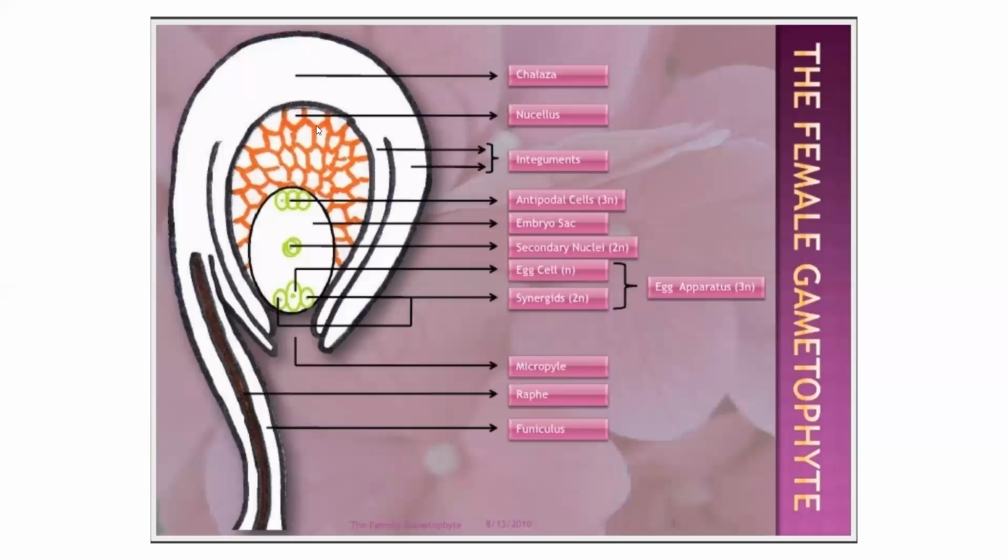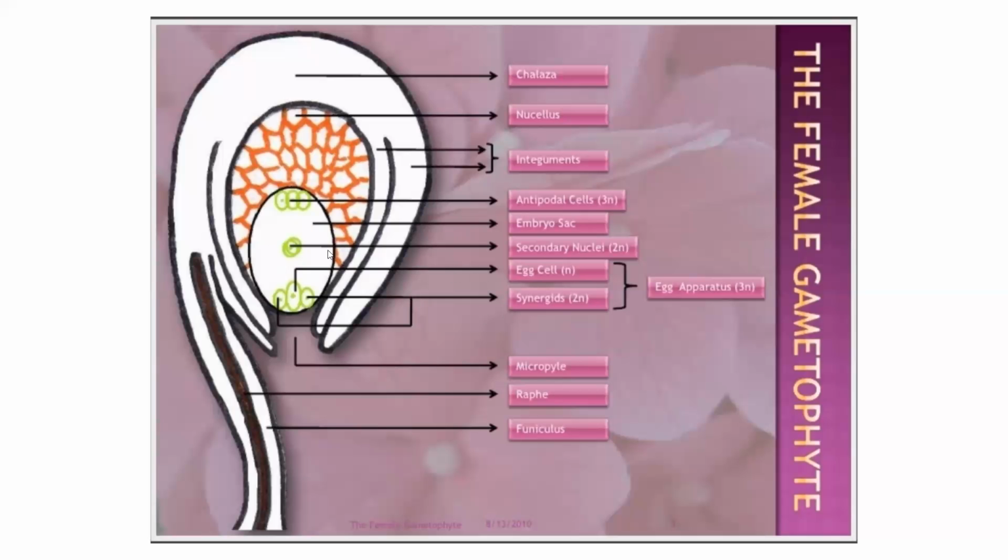We will discuss the chalaza, nucellus, integuments, antipodal cells, embryo sac, and the secondary nucleus in the middle. The embryo sac consists of eight nuclei and a seven-celled stage. This is very important: seven cells and eight nuclei. There are three antipodal cells, two synergids and one egg cell, so three plus three.